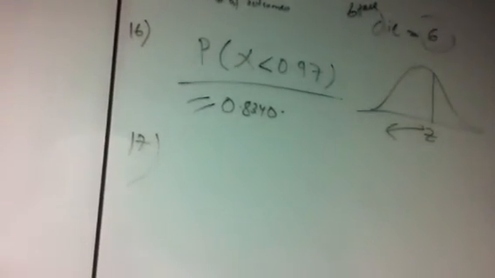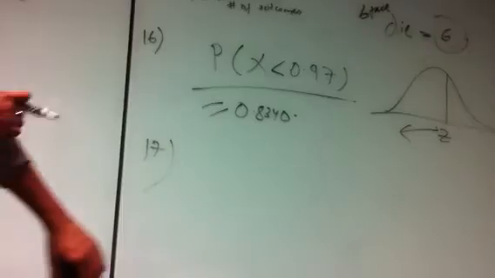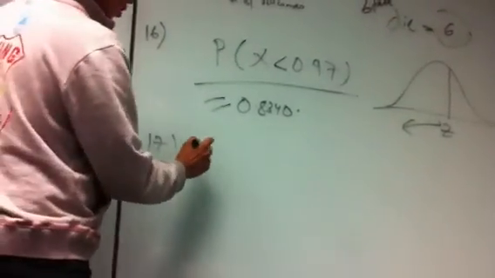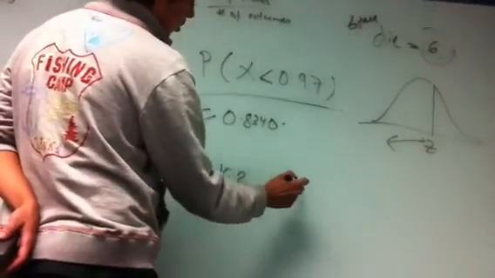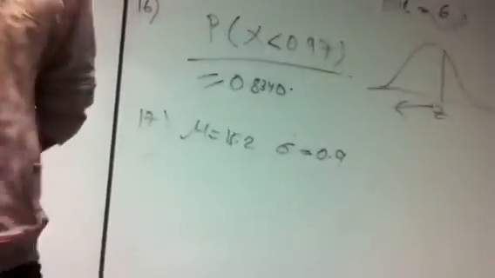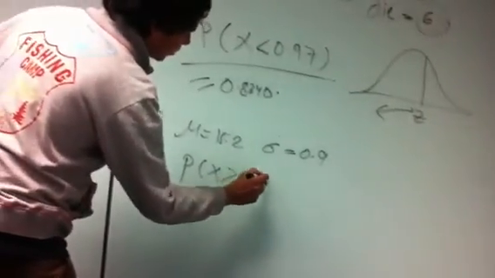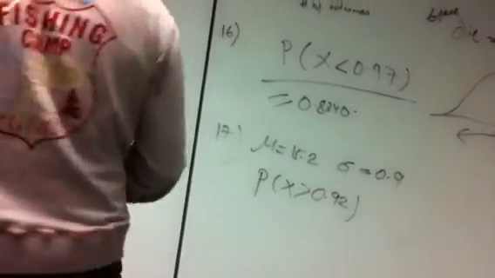Assume that X has a normal distribution and find the indicated probability. It says the mean is mu equals 15.2 and the standard deviation is sigma equals 0.9. Find the probability that X is greater than 15.2.